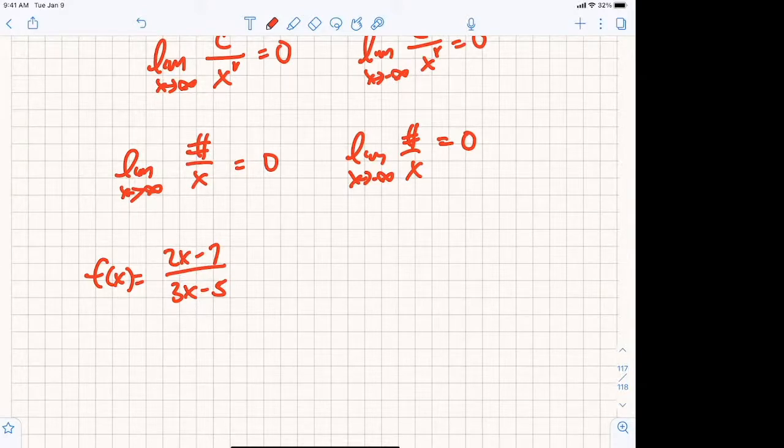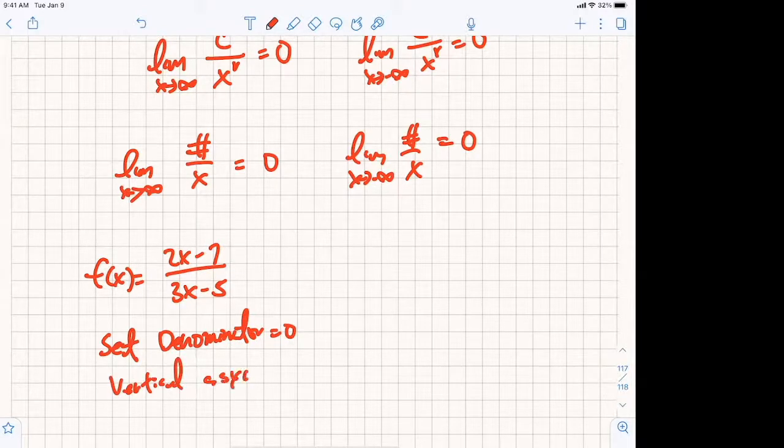When's a vertical asymptote? Do you guys remember how to find a vertical asymptote? It's 5/3. Good. Set the denominator equal to 0. So that's a vertical asymptote. That's how you're going to find a vertical asymptote.